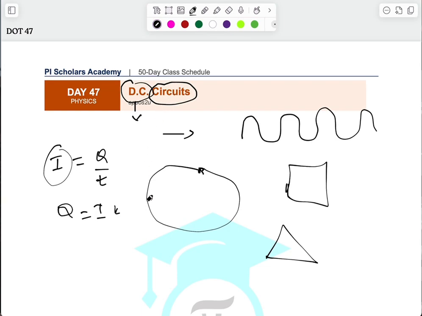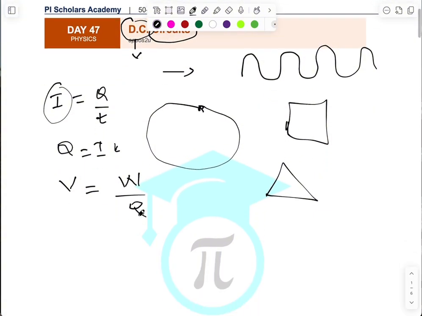Another thing we take note of in the circuit is the potential difference. Potential difference, which is represented using V, is simply the work done per unit charge. So we have all of these things. I'm going to be explaining everything when we get to analyzing the electric circuit itself. I'm just introducing you to a few of the concepts that we're going to be using.